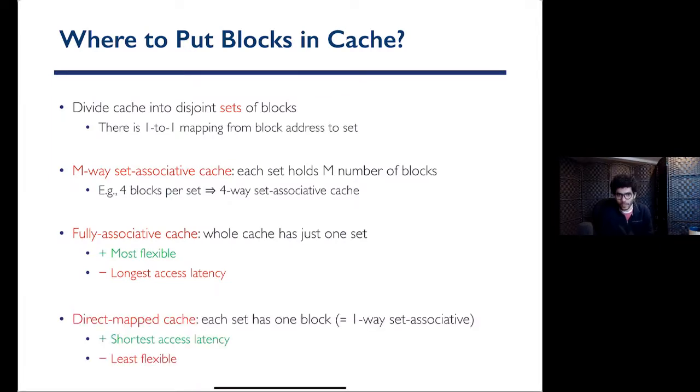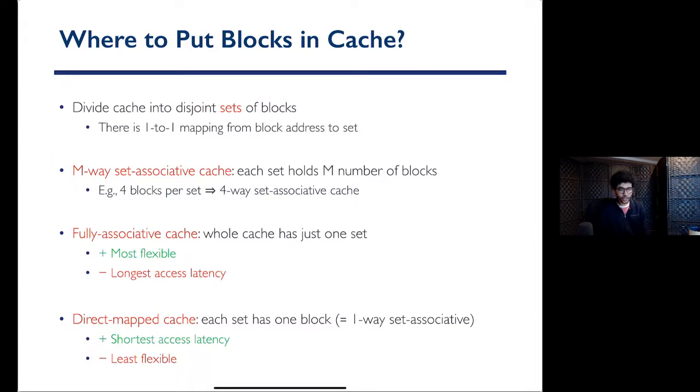The other point in this spectrum is a direct map cache, where each set has only a single block. So there's only one block per set. The number of sets in the cache is equal to the number of blocks in the cache because each block corresponds to a single set. In this one, every single memory address is mapped to a single block in cache, because each block is a set and each memory address has to be mapped to a single set. So each memory location is mapped to a single block.